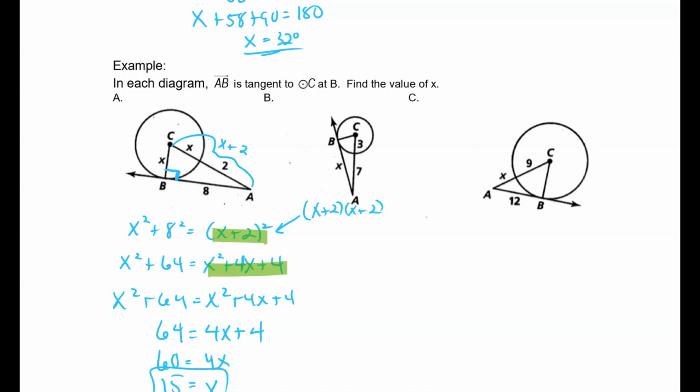Now I want to show you something. If that's the case, you guys see that we have a triple, an 8, 15, 17 triple. Kind of cool, isn't it? Okay, let's keep on going. All right, the middle example here.